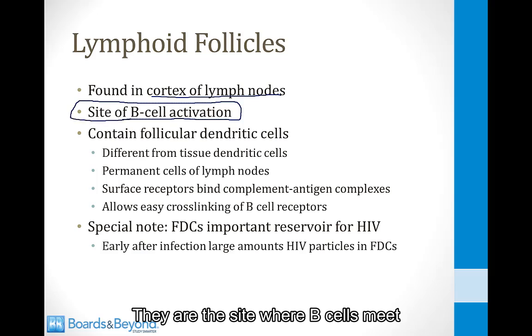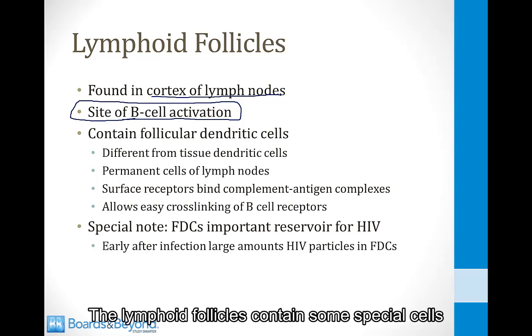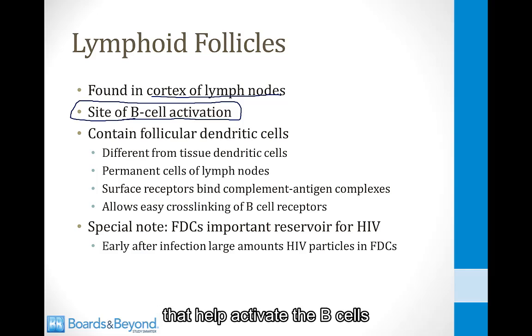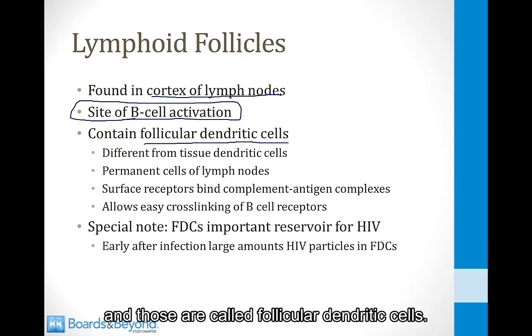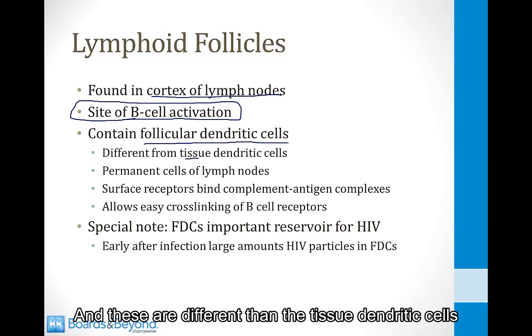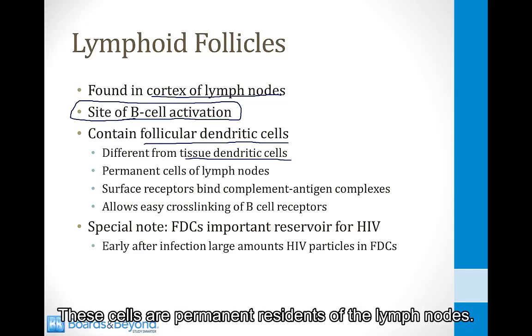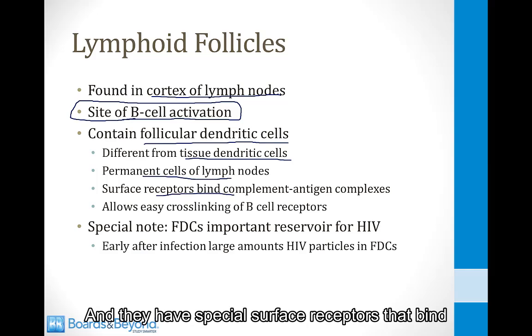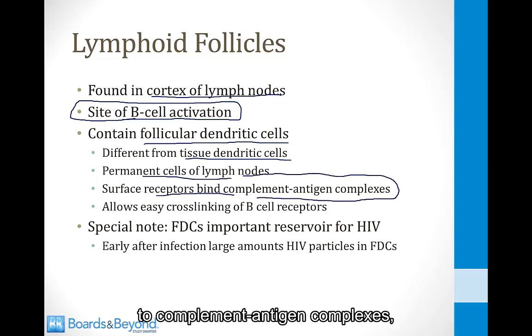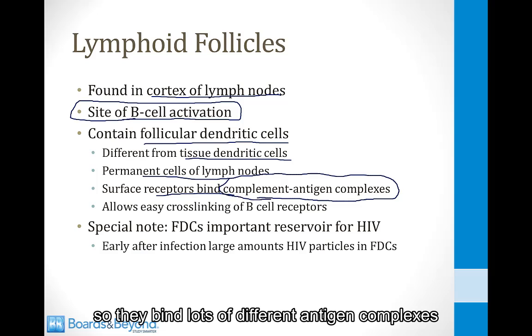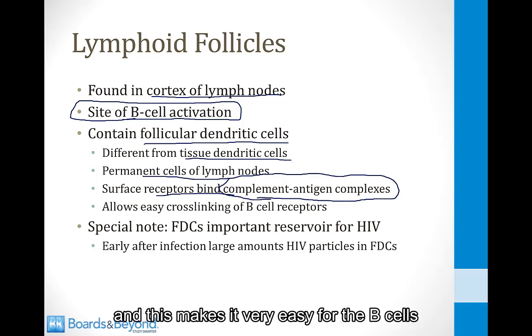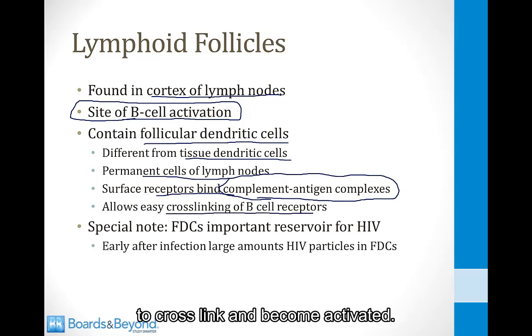They are the site where B cells meet with their unique antigens and respond and begin secreting antibodies. The lymphoid follicles contain some special cells that help activate the B cells, and those are called follicular dendritic cells. Now these are different from the tissue dendritic cells that carry antigen from tissues to the lymph nodes. These cells are permanent residents of the lymph nodes, and they have special surface receptors that bind to complement antigen complexes. So they bind lots of different antigen complexes on their surface, and this makes it very easy for the B cells to cross-link and become activated.